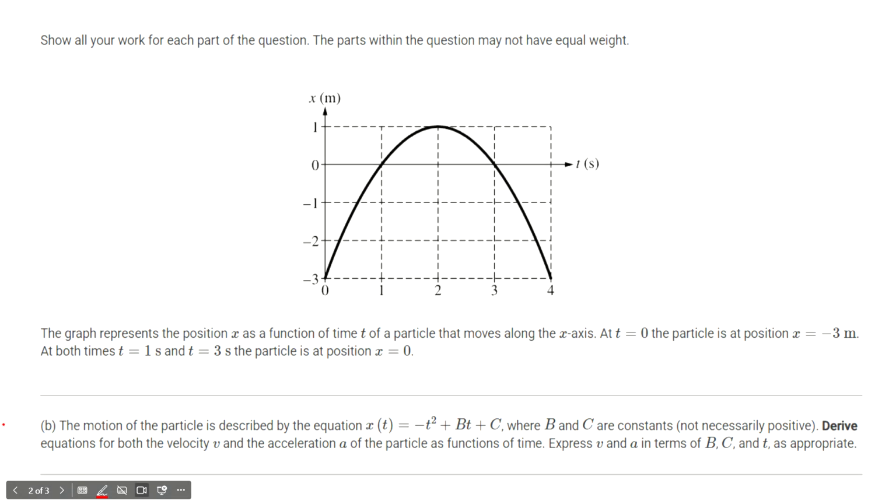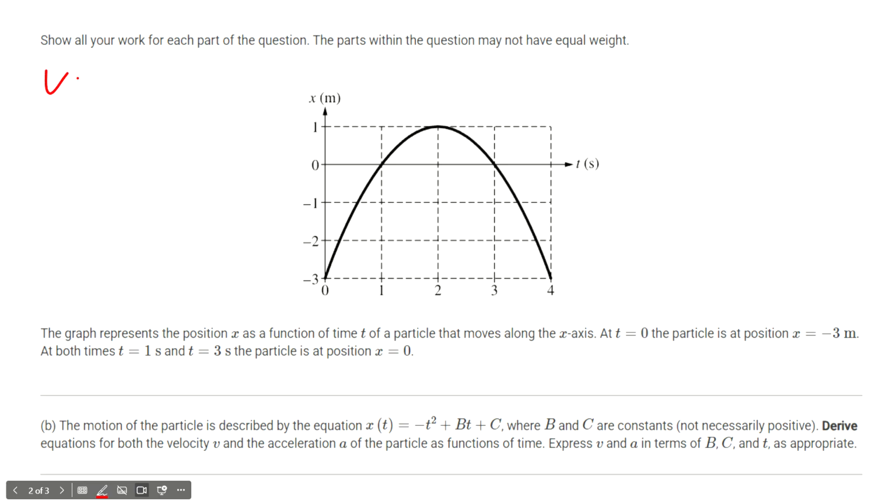Now for part B, the motion of the particle is described by the equation x of t equals -t squared plus bt plus c, where b and c are constants and are not necessarily positive. Derive equations for both the velocity v and acceleration a of the particle as functions of time. Express v and a in terms of b, c, and t as appropriate.